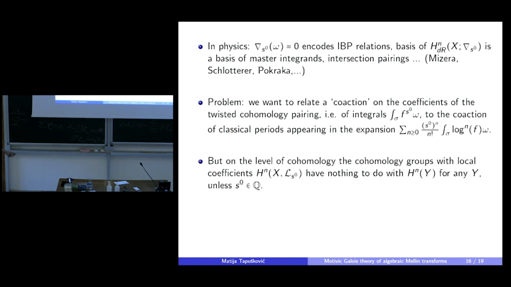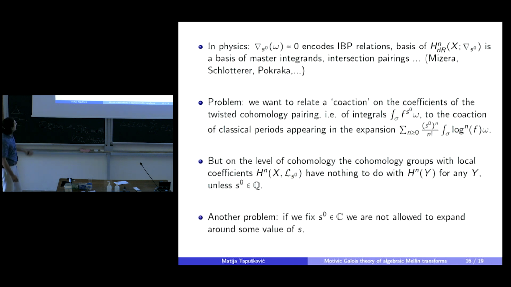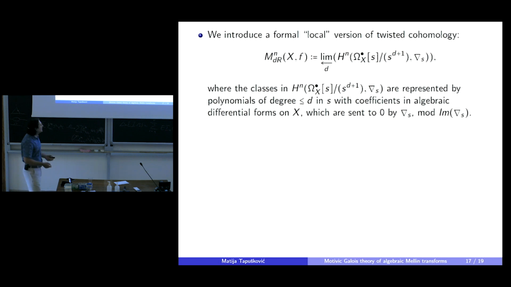But on the level of cohomology, this makes no sense, because the cohomology groups with local coefficients like this have nothing to do with classical cohomology groups for any Y, unless s0 is a rational number. I can explain how they're related when s0 is a rational number. Okay, another problem, very obviously, if we fix s0 to be a complex number, we're not allowed to expand around some value of s, right? Okay, so how do we get around this?